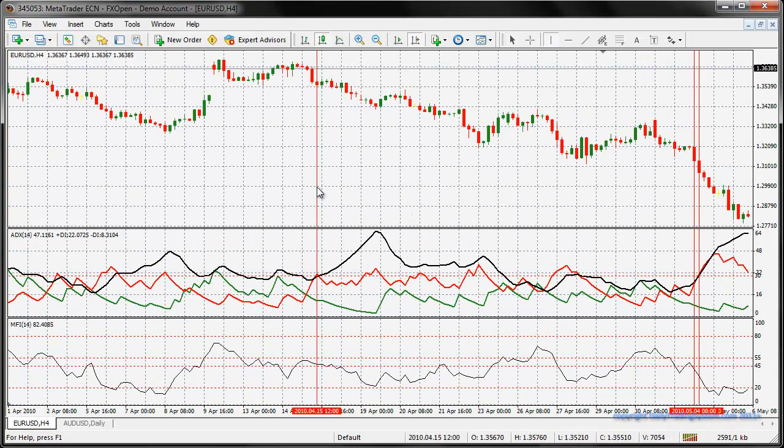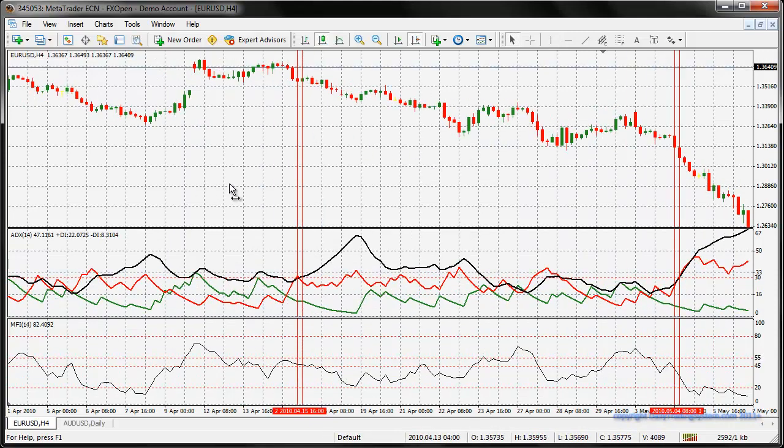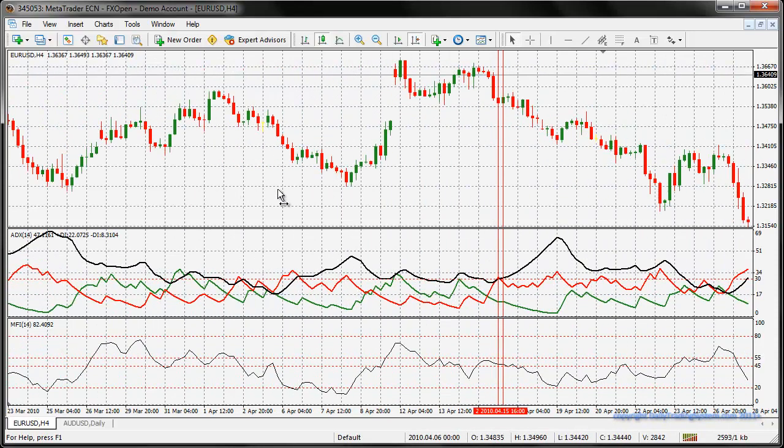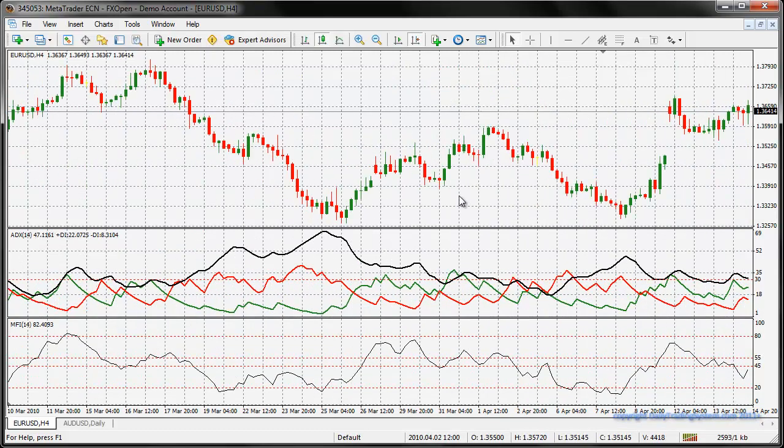Now the allowance needs to be one that you can accept and it's not outside the risk zone.